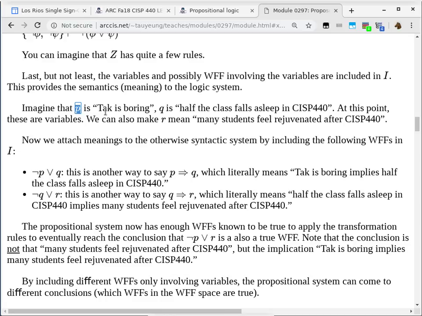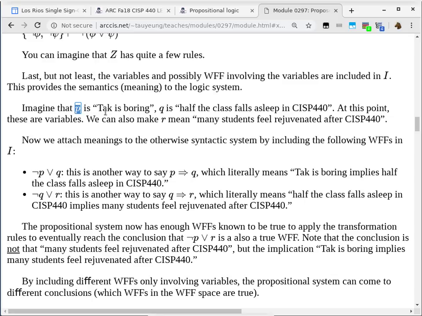We'll label q as another statement that can be true or false: half the class falls asleep in cisp440. It's a variable. It may be true, may be false. Is that okay? We've got r. R is also a variable, and the meaning of R is many students feel rejuvenated after cisp440, presumably because they fell asleep. Okay, so now we have three variables, P, Q, and R.